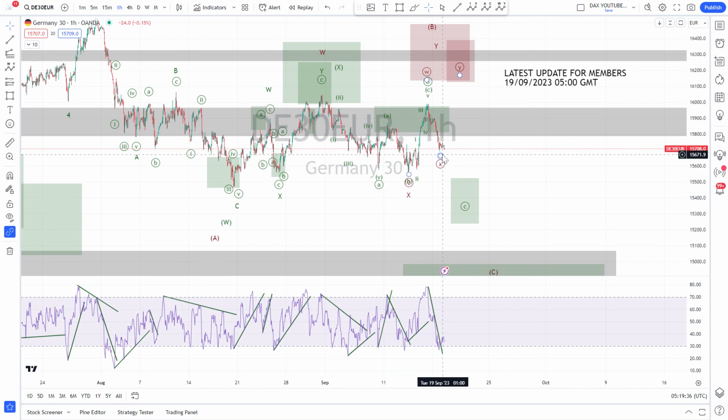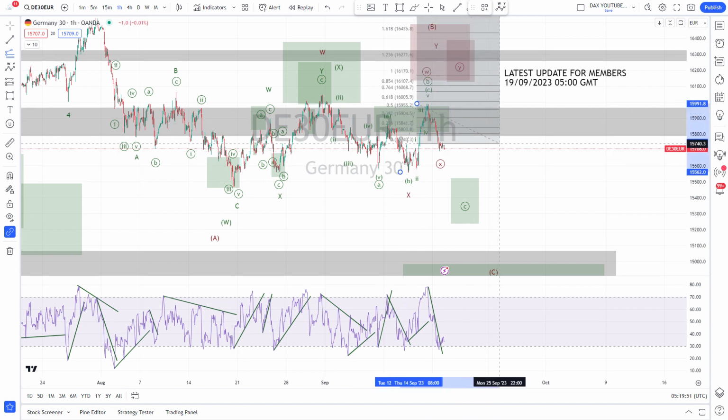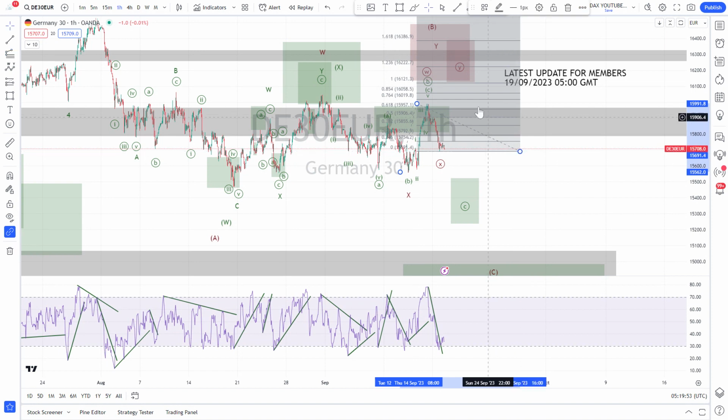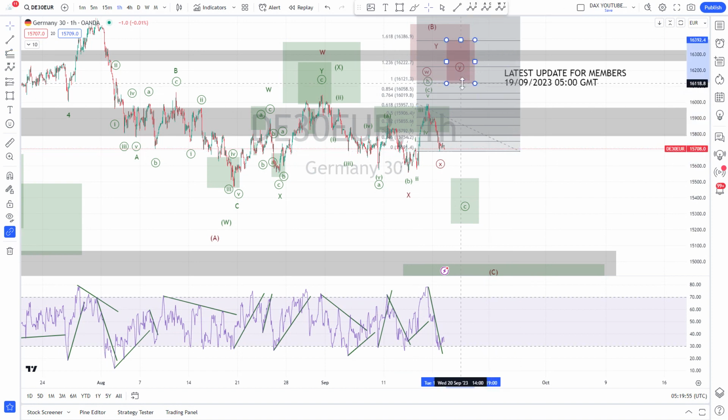Now, assume that our wave X was in here, so the wave Y goes again in 3, W, X, Y. Then, if we take the length of our wave W and the length of our wave X, here the area between the 1 and the 1.618 FIB extension becomes our target.